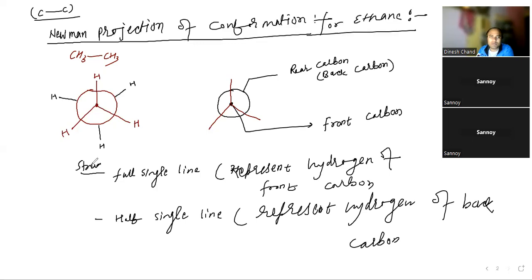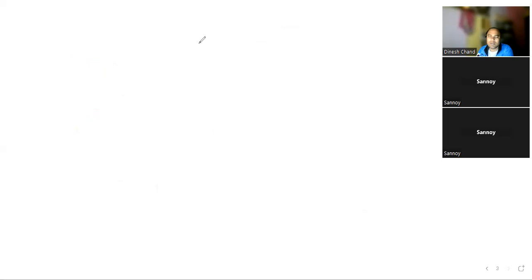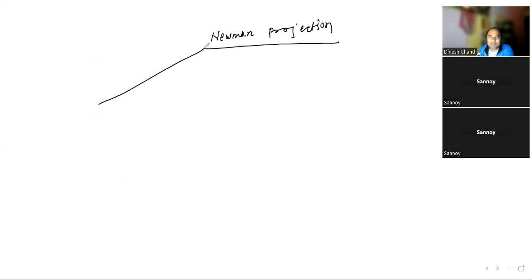This Newman projection, structure of Newman projection. Can you understand this one? Yes, sir. Okay. So here you see the Newman projection. Newman projections are of two types. How many types? Two types. Not only two types, there are many types. But let us see.